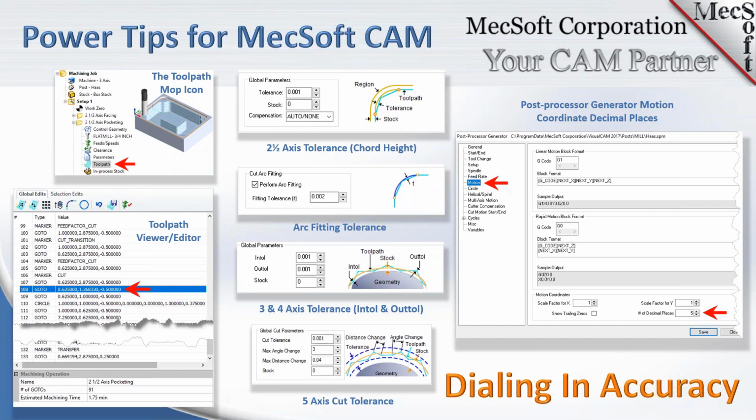If you need the accuracy, the tools are there to get you that accuracy, but just be aware that higher accuracy does affect performance. So if you start at the top in the middle column here, in 2-axis, you'll see on the global parameters, and it has a tolerance. And if you look at that little picture on the right, you see the light blue faceted line.